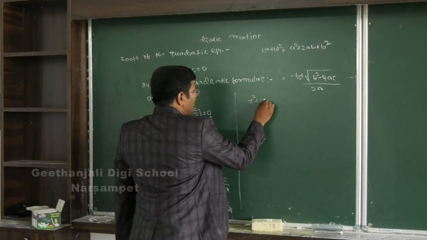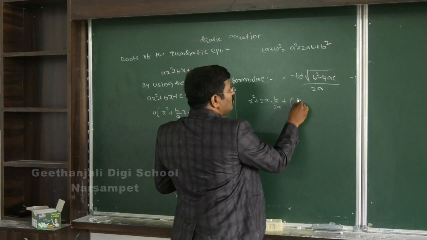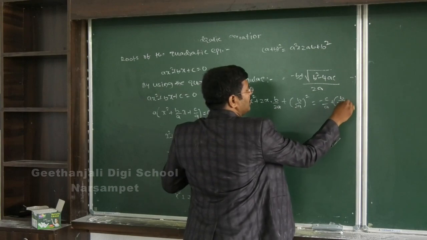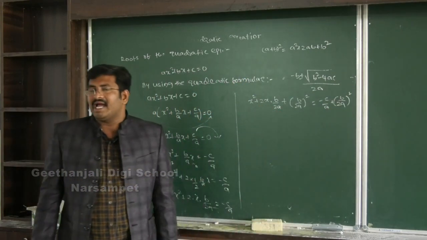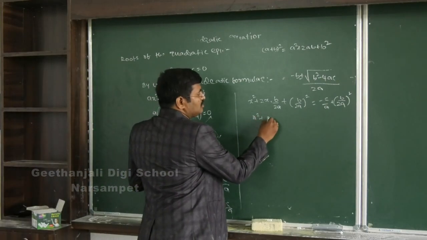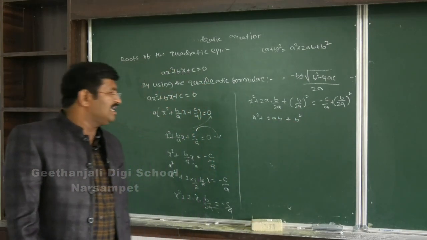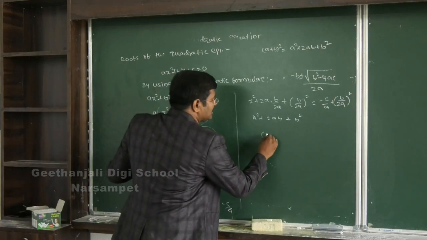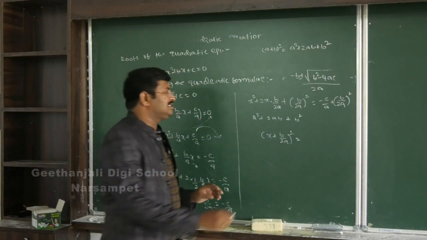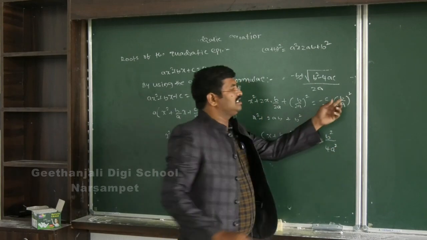Then x square plus 2x into b by 2a plus b by 2a whole square is equal to minus c by a plus b by 2a whole square. What I did: on both sides I added b by 2a whole square. Now the left side is in the form a square plus 2ab plus b square, so you can write it as a plus b whole square. X plus b by 2a whole square is equal to minus c by a plus b square by 4a square.